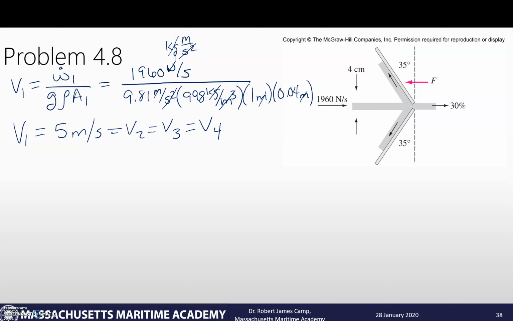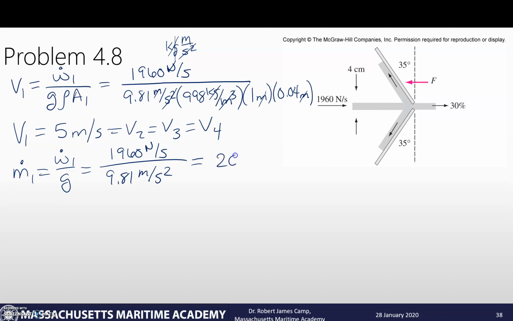Now, for my conservation of linear momentum equation, I'm going to need mass flow rates. So let's calculate that out. So my mass flow rate at 1 will be easy because I have my weight flow rate divided by gravity. So 1960 newtons per second divided by 9.81 meters per second squared. Now I calculate that out. You should be getting 200 kilograms per second.